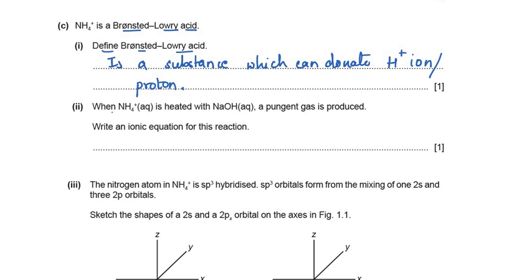Now the next sub question says, when NH4 plus is heated with NaOH, a pungent gas is produced. Write an ionic equation for this reaction. Now if we are talking about ionic equation, NH4 plus is already an ion, but out of NaOH, the ion which is going to react with the ammonium ion is the hydroxide ion, that is OH minus ion. If that reacts with the ammonium ion, the pungent gas which is produced is ammonia, and the byproduct should be water. So this is the ionic equation which is producing a pungent gas.